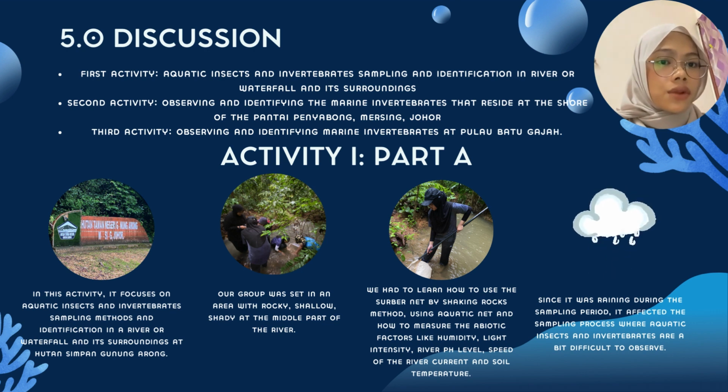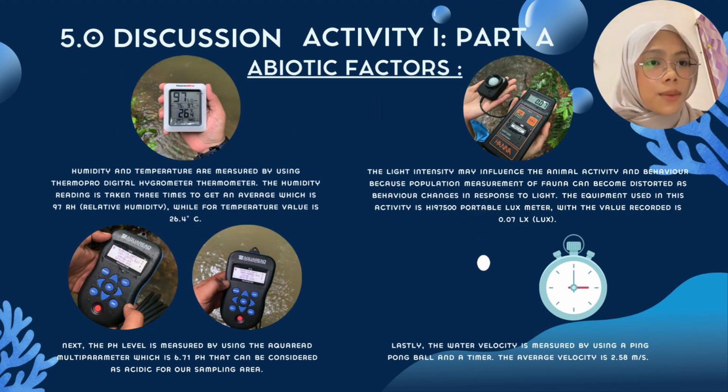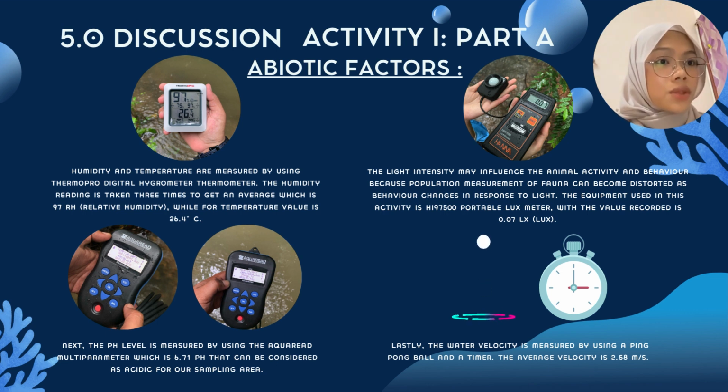Since it was raining during the sampling period, it affected the sampling process where aquatic insects and invertebrates were a bit difficult to be observed. Abiotic factors, humidity and temperature, are measured by using the thermoprobe digital hygrometer thermometer. The humidity reading is taken 3 times to get an average, which is 97 RH relative humidity, while the temperature value is 26.4 degrees Celsius.